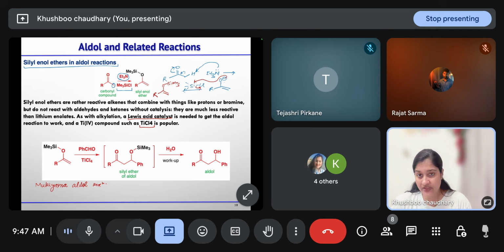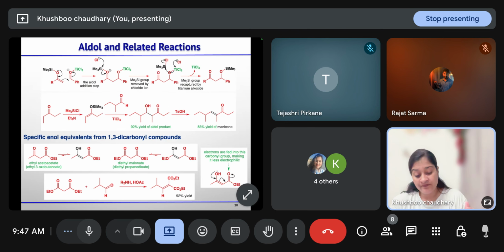So this silyl enol ether was reacted with another reactive carbonyl compound in the presence of TiCl4, a Lewis acid. So what will happen? This carbonyl compound, benzaldehyde, will first coordinate with the TiCl4, and then your silyl enol ether will react, and after workup you will get the aldol product.